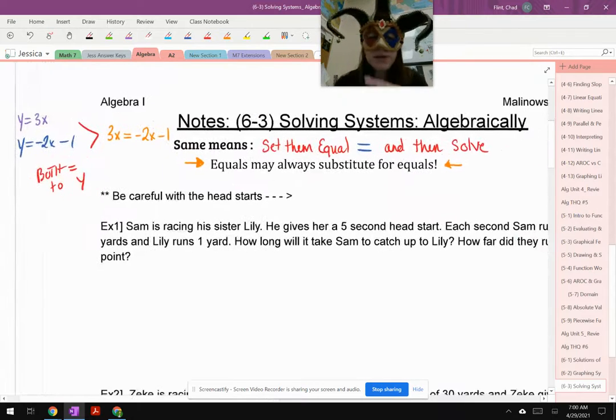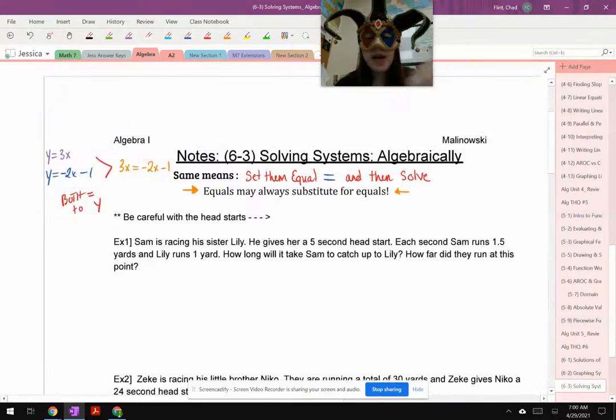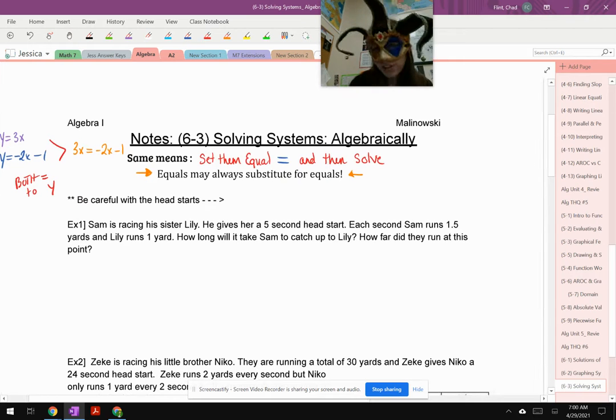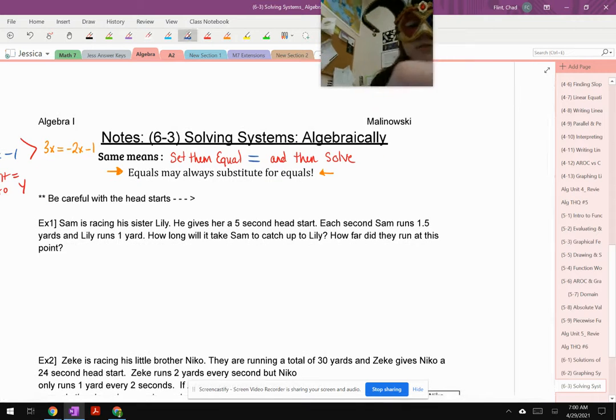Okay, so that means whenever you're reading a problem and they ask, when will the heights of the plants be the same? When will the cost be the same? When will they catch each other? When will they meet each other? Any kind of thing where it's talking about two things being equal or the same, you're going to set equal and solve.